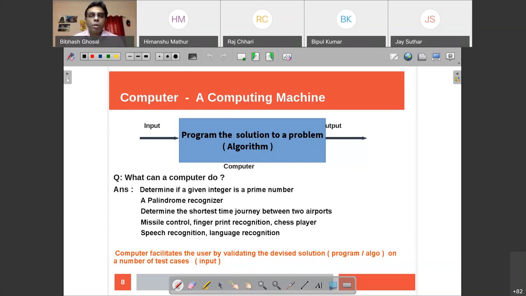No. What the computer is going to do is help you, it facilitates the user to check whether the devised solution is correct. Well, you may say that today we have a computer that helps me in recognizing. How does that happen? It's not validation, it's doing something more. It is trying to classify, or apply different machine learning stuff.